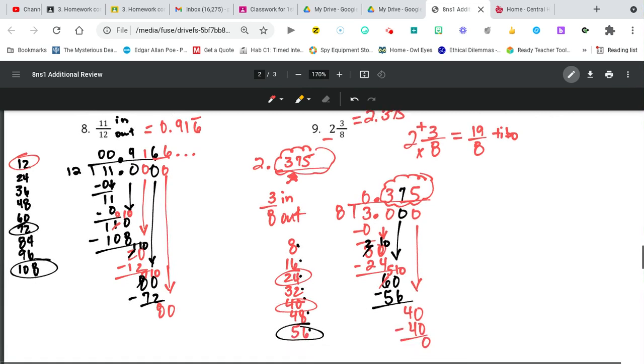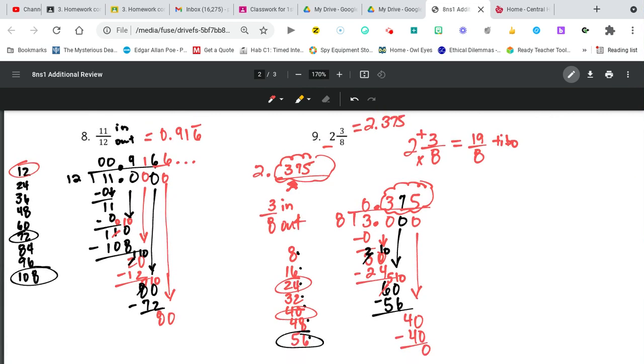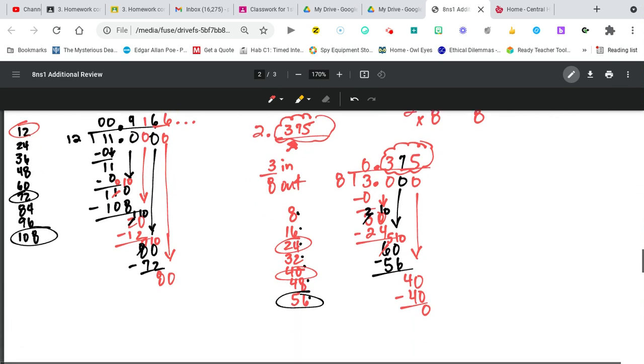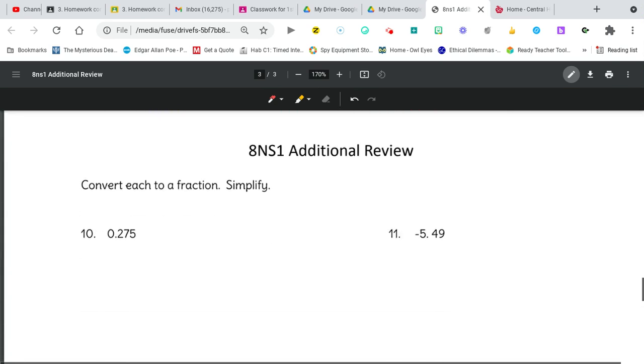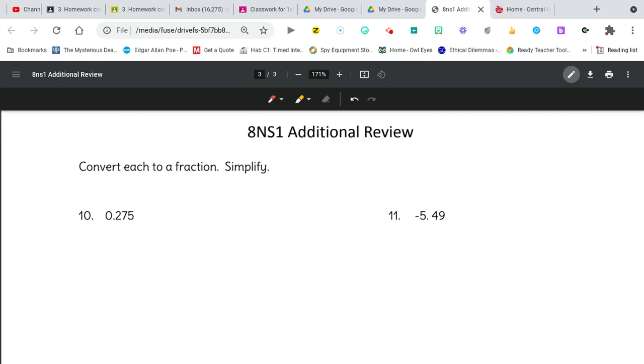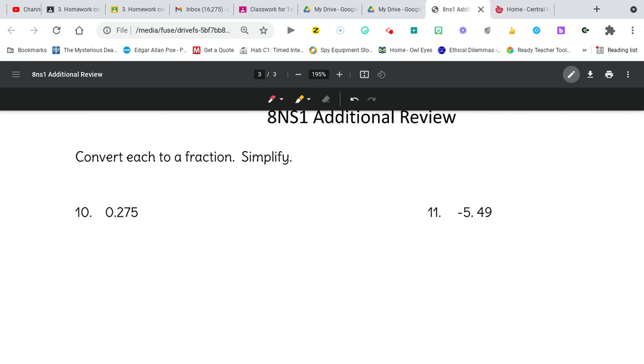All right, let's move on. And make sure you're pausing the video, especially if I'm going too fast for you, okay? And of course, I know you're going to have to do that in order to take notes. Last two, we're going to convert each to a fraction. So just got to remember place value.